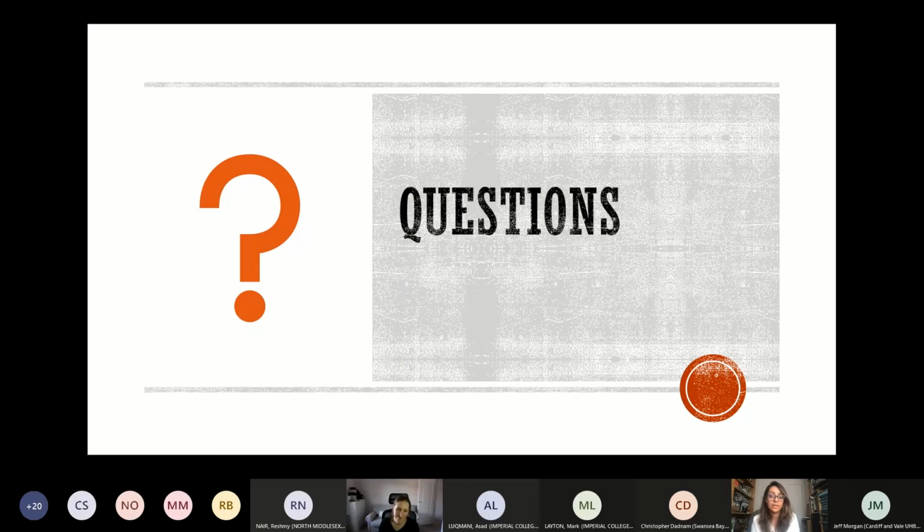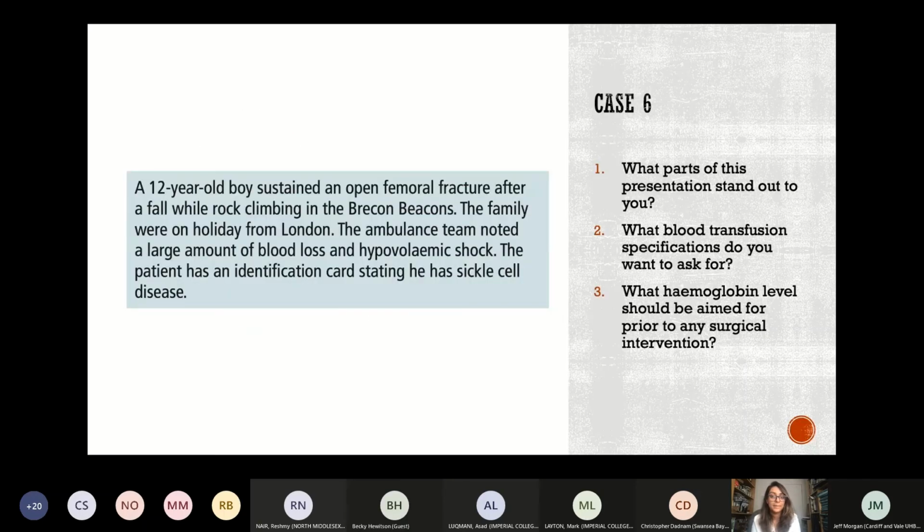So we come on now to our last case. Case 6, we've got a 12-year-old boy who sustained an open femoral fracture after falling while rock climbing here in the Brecon Beacons. The family were on holiday from London, so they're out of area. And the ambulance team on arrival note there's a lot of blood, and the child is in hypovolemic shock. The patient has an identification card stating that he has sickle cell disease.